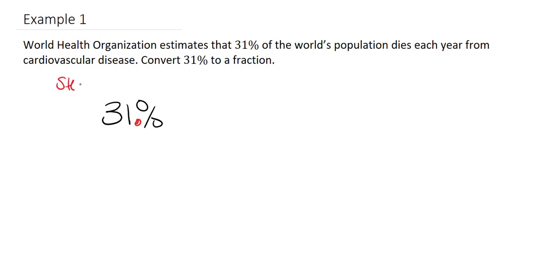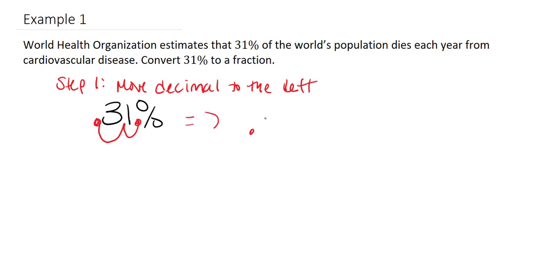So step 1, move decimal to the left. So we're going to do this rather than divide by 100 because it's a little bit easier. So we'll go 1, 2, and put it right there. Now this is the same thing though, to move the decimal to the left by 2, or we can divide by 100. You get to the same answer. This is just a little bit simpler.